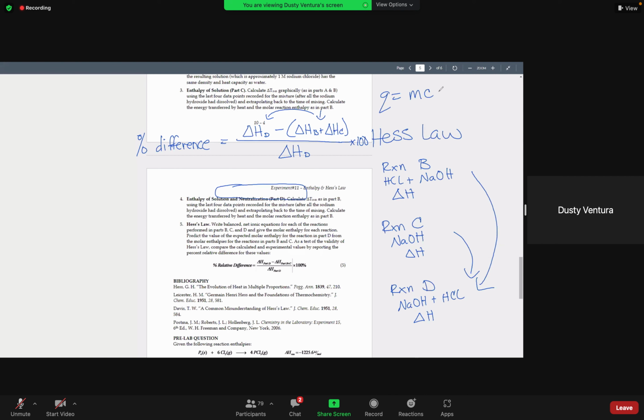Yes, you definitely need to know Q equals mcΔT for sure. I know that. It's easy. Q equals mcΔT. And if you have a calorimeter constant, then Q equals mcΔT plus what? CΔT. And this one is your calorimeter constant. And this one is your specific heat.